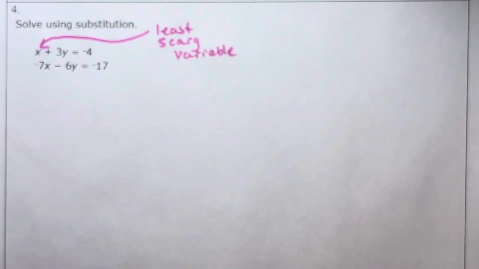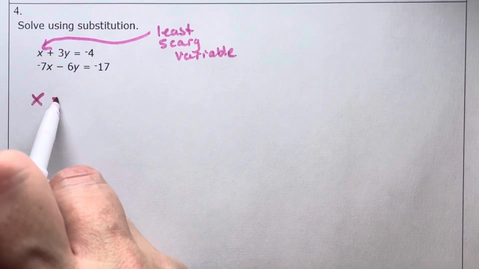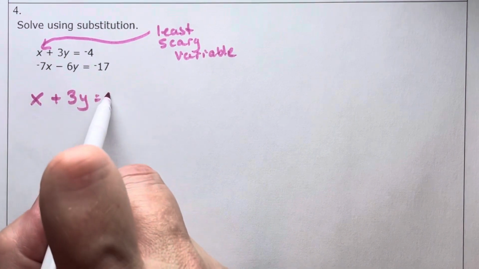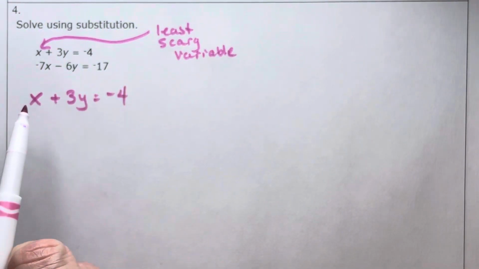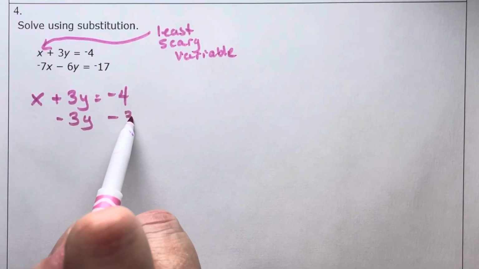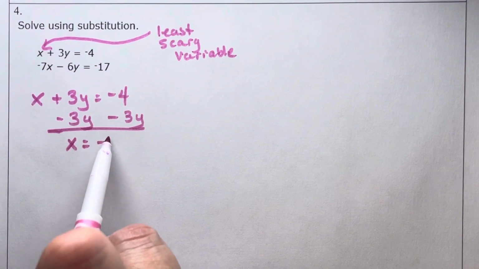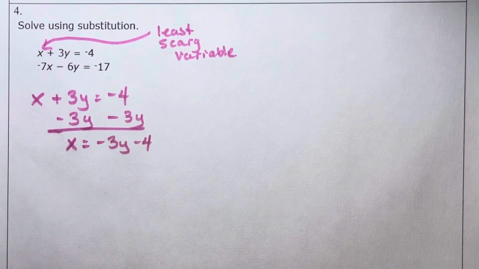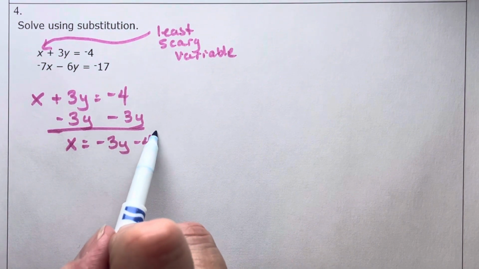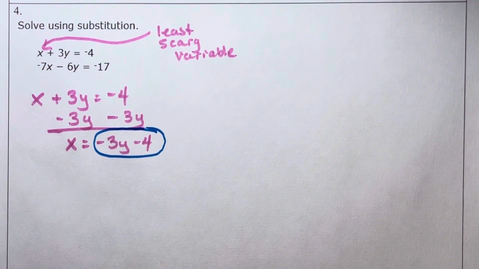So as a result, we are going to take this equation and solve for x because it's the least scary, most friendly to find. And for this particular equation, all you have to do is subtract 3y on both sides so that x ends up equaling -3y minus 4. Now we have an equation that is finally solved for a variable.